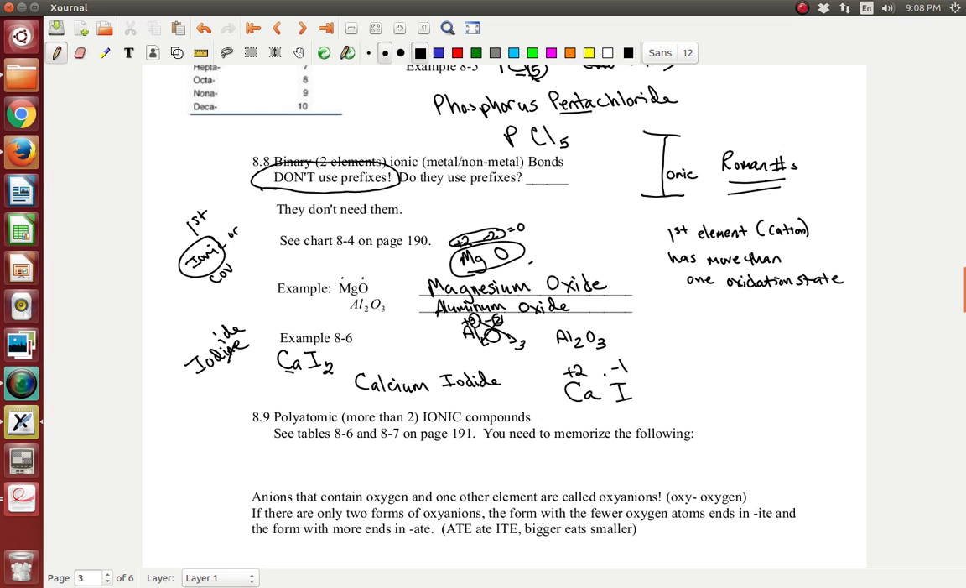We swap and drop. Take just the number, swap it and drop it. So it becomes CaI2. I could get right back to the name.